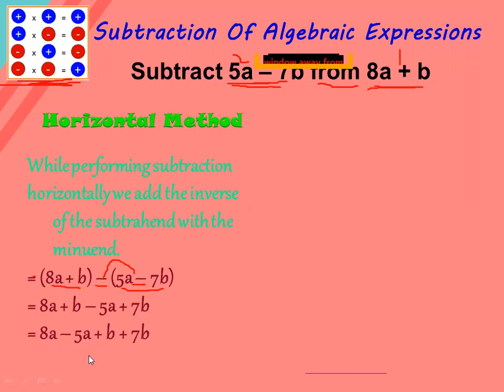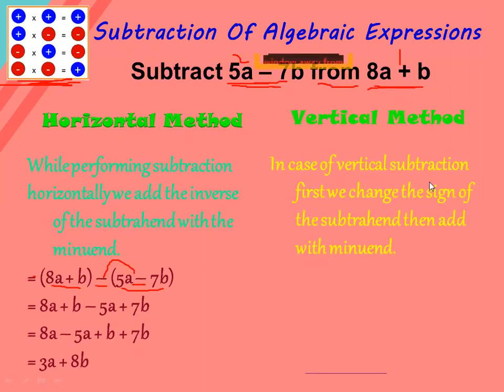8 minus 5a, it will become 3a, and then plus plus will be plus. So 7 plus 1 will be 8b, and 7 is greater, so you will write plus 8b. Okay, so this is the horizontal method. Now, when you are going to perform the vertical method, how will you do it?